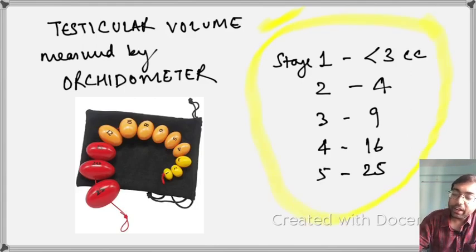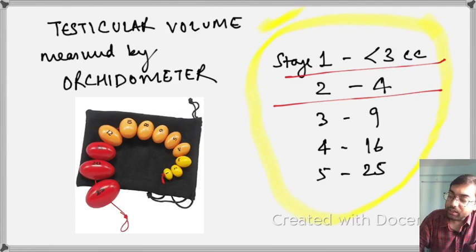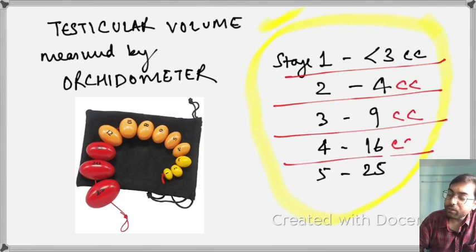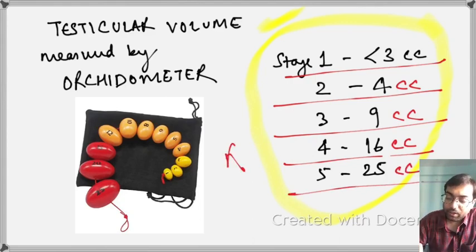So it is very easy, and you can remember like this, that you have to just double. At stage 1 it is less than 3 cc, at stage 2 it is 2 2s are 4 cc, at stage 3 it is 3 3s are 9 cc, at stage 4 it is 4 4s are 16 cc, and at stage 5 it is more than 25 cc. And this is an orchidometer. You can see there that there is 1 2 3 4 5 6, these are the different sizes of balls attached in the orchidometer, and you just have to compare it and know the testicular volume.